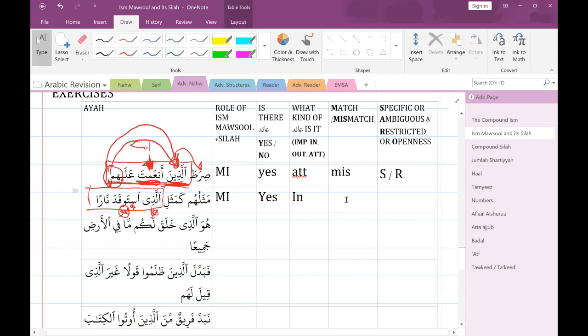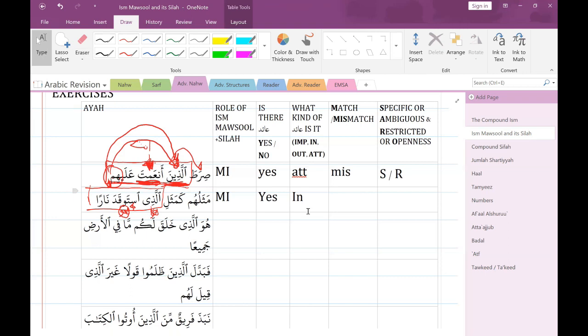We can also say implied. Yes, you can actually say implied, because there are some grammarians who don't consider inside as a category. They just say implied. So you can see the inside pronoun as implied, like it's understood. So inside or implied. Once it matches, then there's no question about restricted and openness.